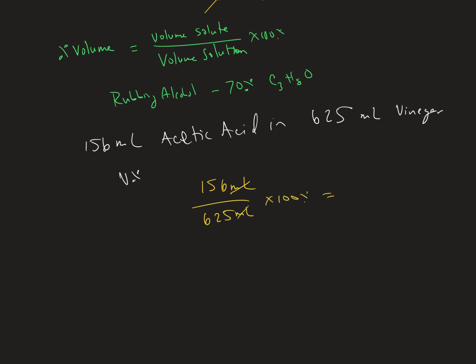And what do we get? 24. Is it not 25%? Okay. Yeah, that's what vinegar is. It's about 25% acetic acid. Distilled vinegar, anyway. Okay. What is acetic acid? It is this. There's acetate, and it has the H plus in there.